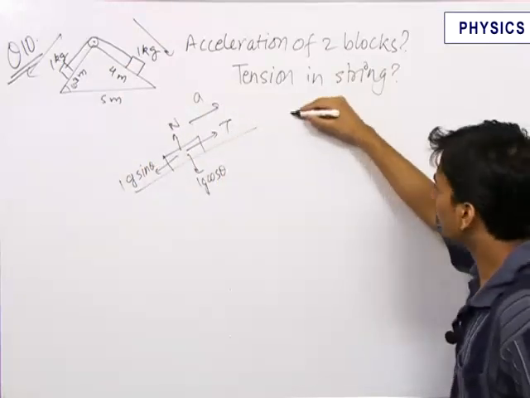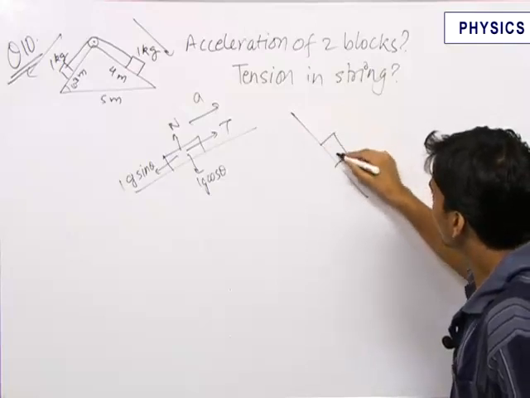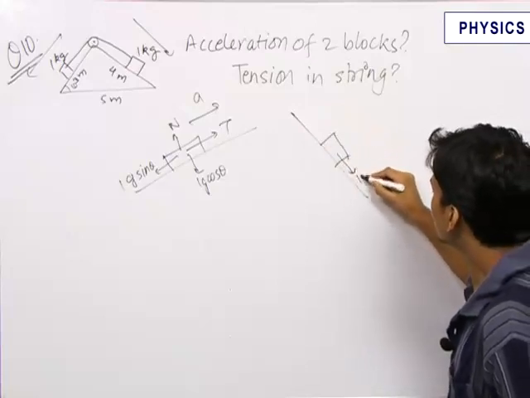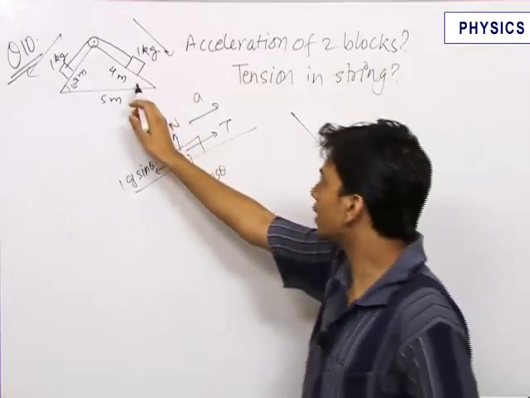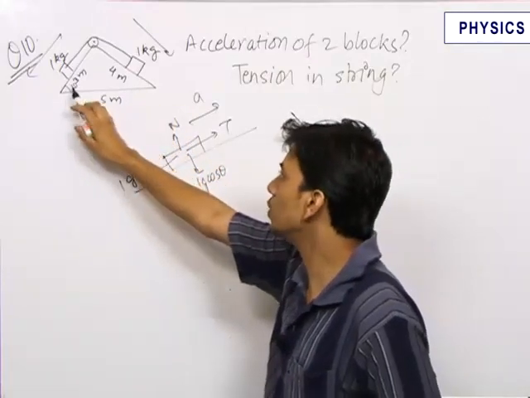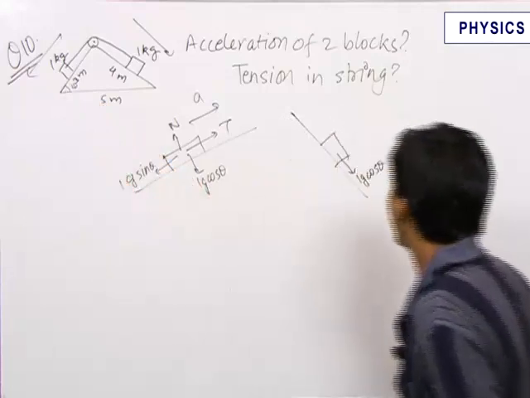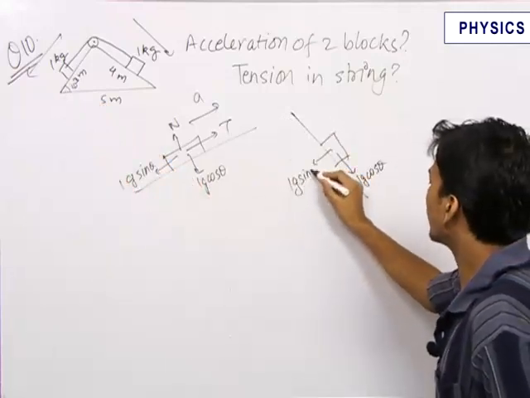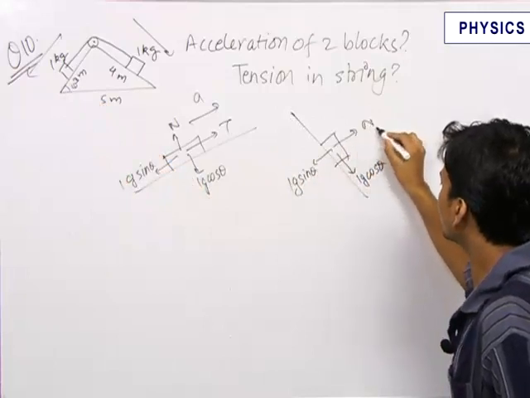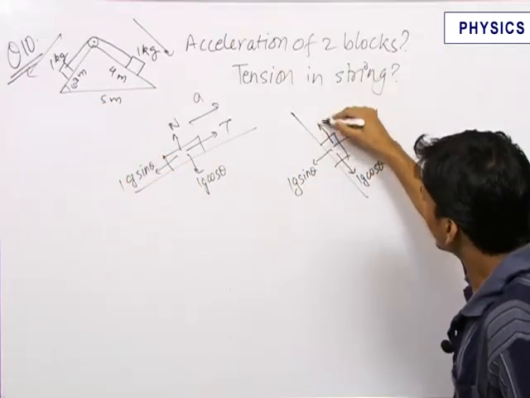For the other block, it experiences 1g cos theta on this side. It is actually 1g sine of this angle, but sine of this angle is equal to cos of this angle. 1g cos theta, 1g sine theta, normal reaction again, and tension.